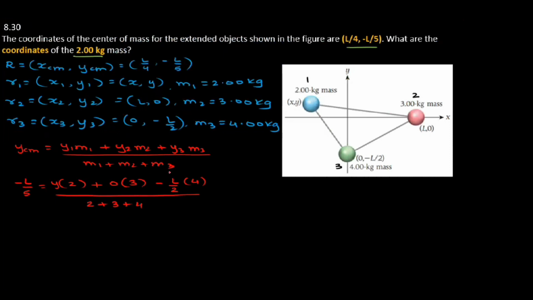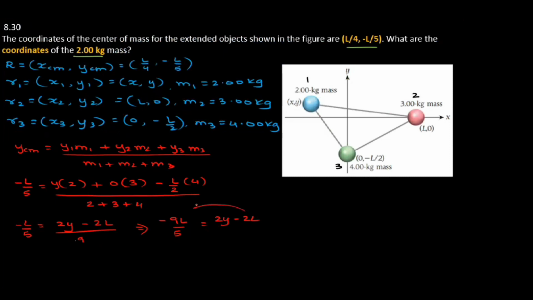Now this total mass, either you can calculate in the beginning and just substitute, or you can solve the way I have solved it here also. Now let's rewrite this expression. We get negative L by 5 equals 2y minus 2L divided by 9. Again, I will multiply by 9 on both sides to get rid of this 9 in the denominator. So negative 9L by 5 equals 2y minus 2L.